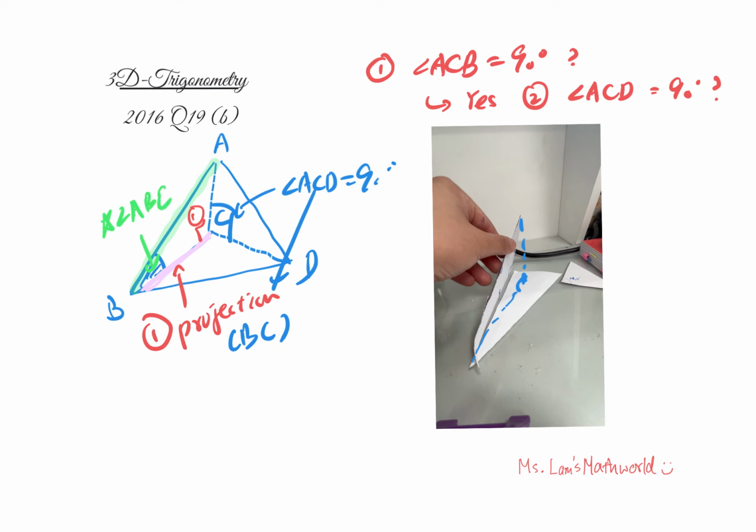Alright, so that's why in the solution key, we have to find angle ACB, number one, and number two, we find angle ACD. So I hope you understood how to make sure that angle ABC is not really the angle in between, because one of them is not 90.